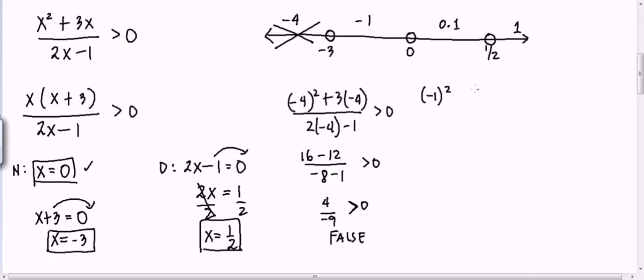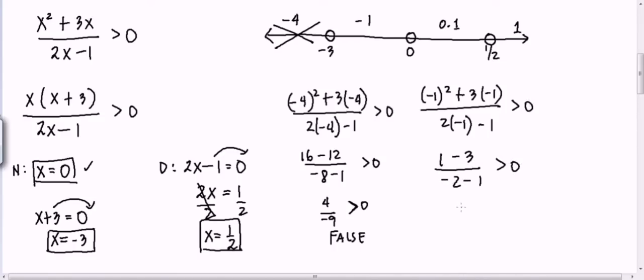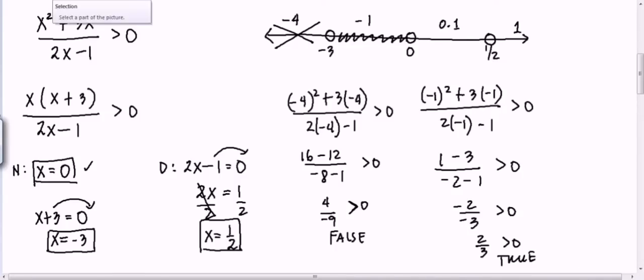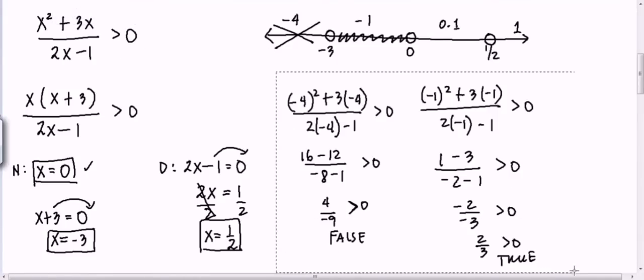Ayan. So, yung negative 1 naman. So, I will have negative 1 squared plus 3 times negative 1 all over 2 times negative 1 minus 1 greater than 0. So, 1 minus 3 over negative 2 minus 1. Okay, so this one would be negative 2 over negative 3. Negative divided by negative, that will give you a positive answer, 2/3. So this one is true. Okay, 2/3 is greater than 0. So true to, kasali to. Okay? So kasali ang interval na yan. Ibig sabihin, lahat ng numbers na nasa gitna niyan ay masasatisfy niya yung greater than 0 na to.